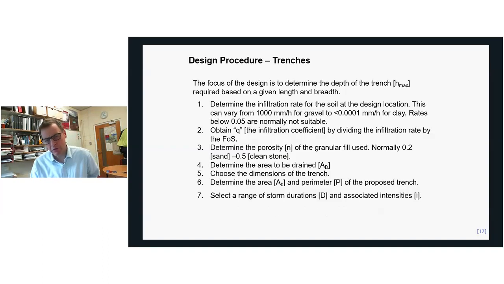Right, I'm going to talk you through the design feature here, and then I'll show you the equations we used to do this. The focus of the design is to determine the depth of the trench required based on a given length and breadth. So this is important.